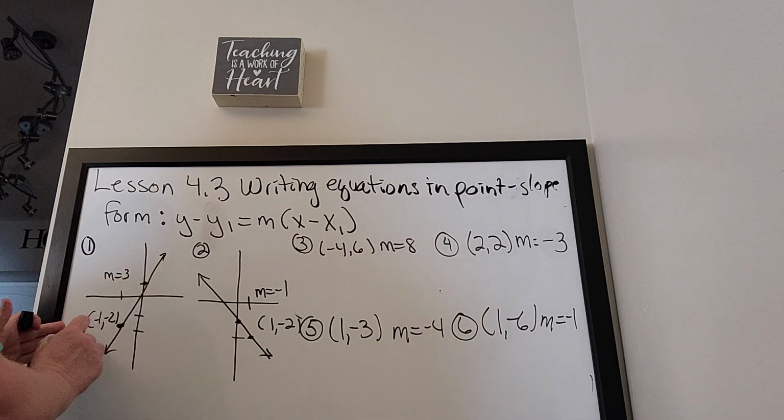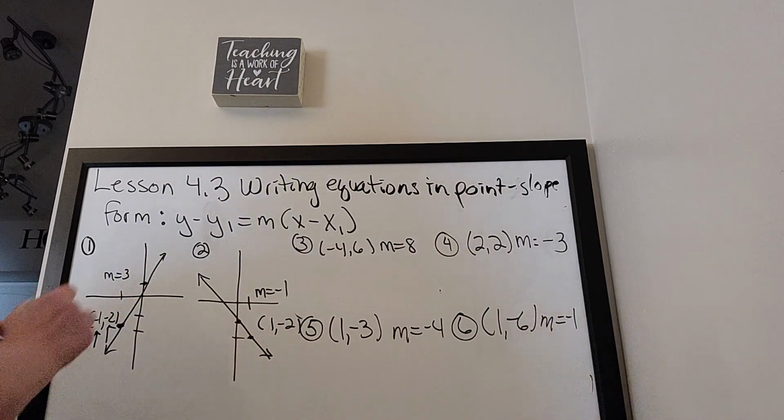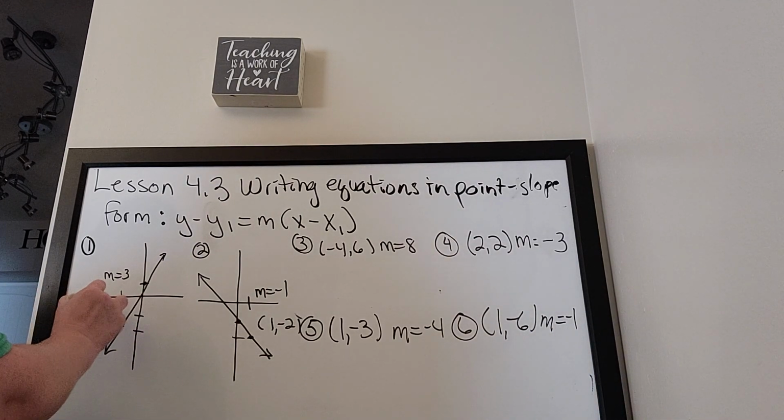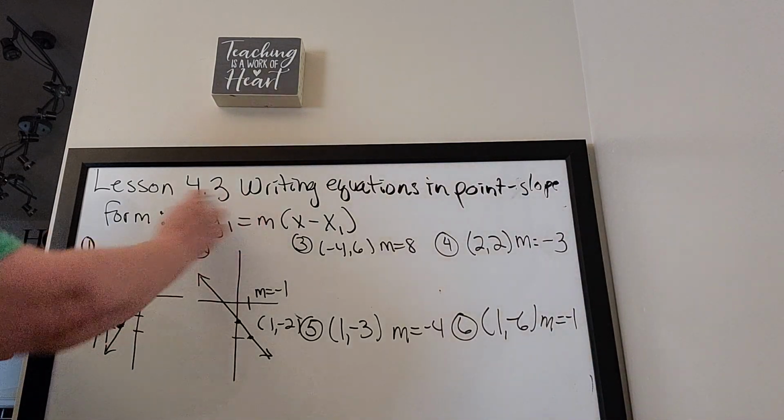In this graph, they give us this point. This is our x1 and this is our y1. And they also give us our m, which is our slope. So to write this graph in point slope form, we just fill this in.